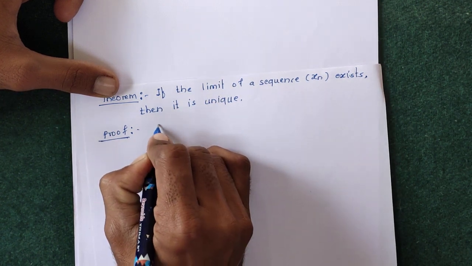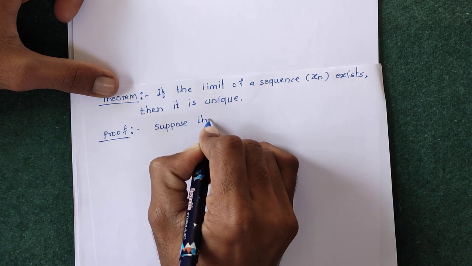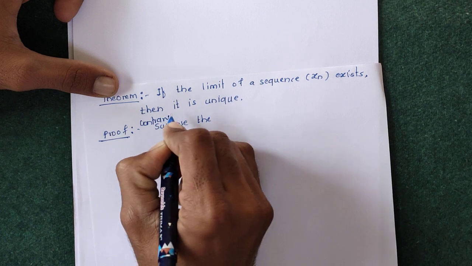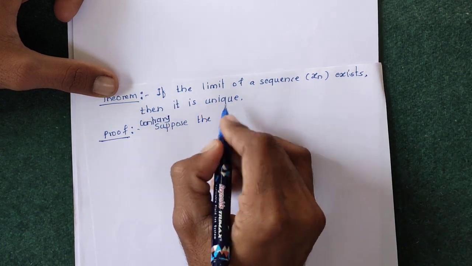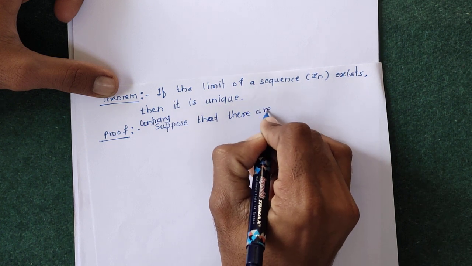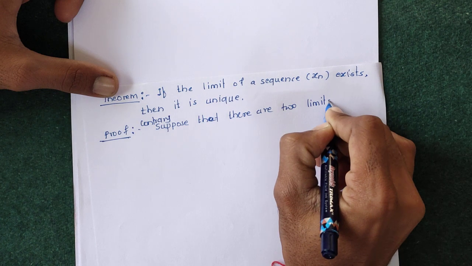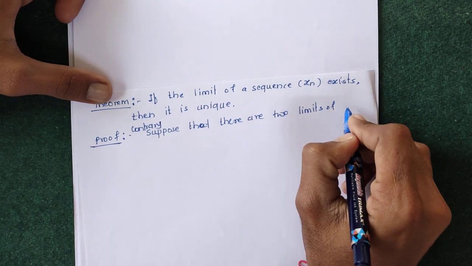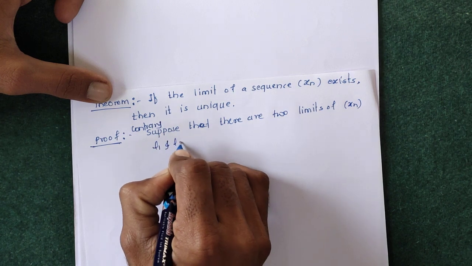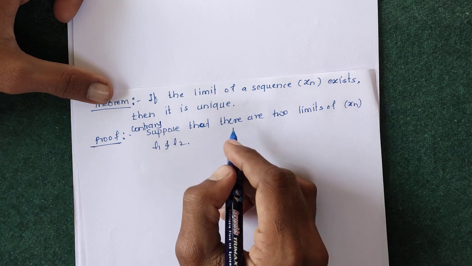Now suppose, on the contrary, there are two limits of the sequence xn, namely L1 and L2. These are the limits of the sequence.